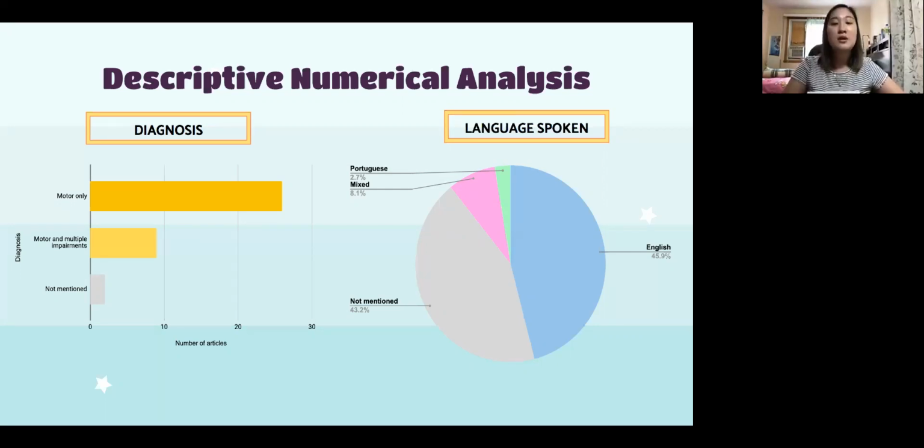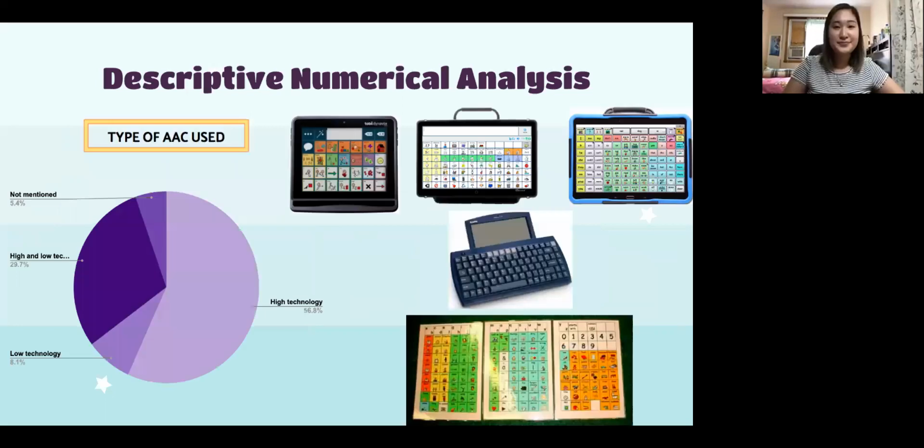In the articles retrieved, most of the authors have identified English as the language spoken. However, we have a significant amount of articles where the authors did not explicitly specify the language. Regarding the type of AAC use, most of the population use high technology AAC devices, followed by a combination of both high and low AAC devices. We had a minority who only used low technology AAC devices. The type that was used was previously mentioned by my colleague Sarah in a previous slide. So if you're ever interested, you can go back to that slide.